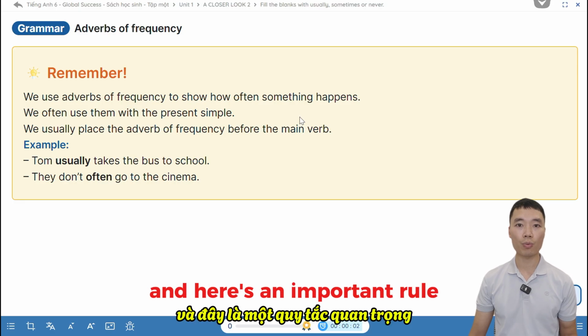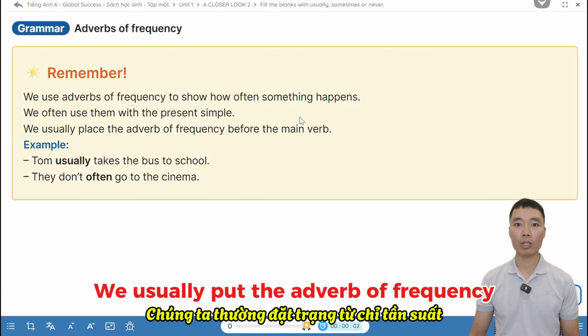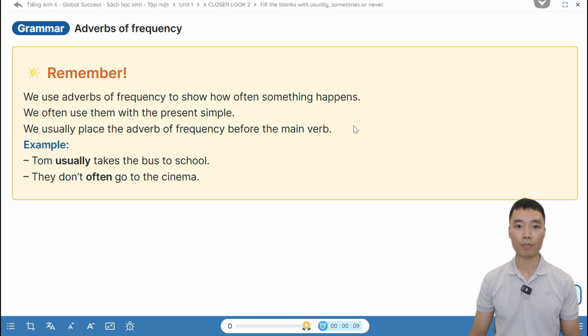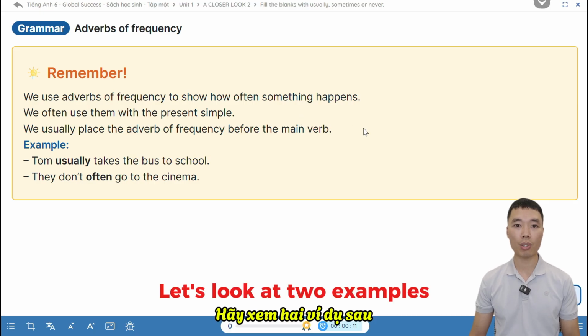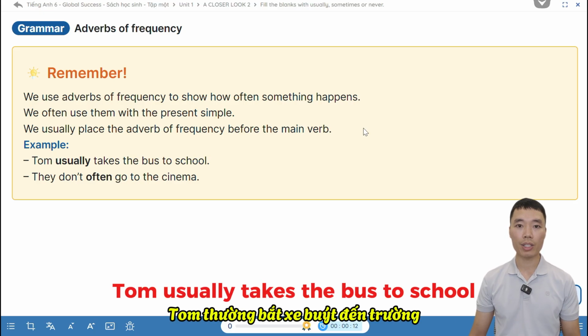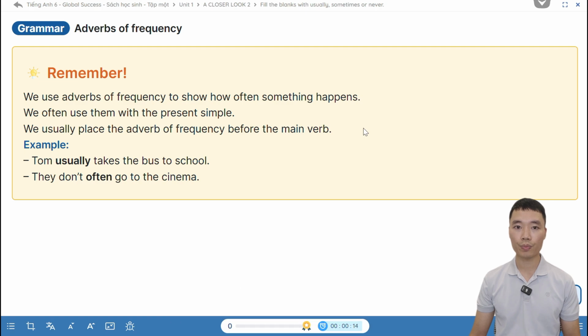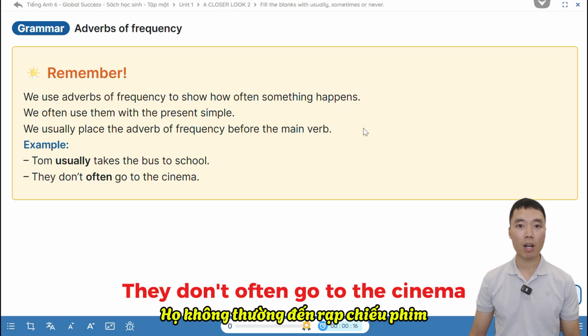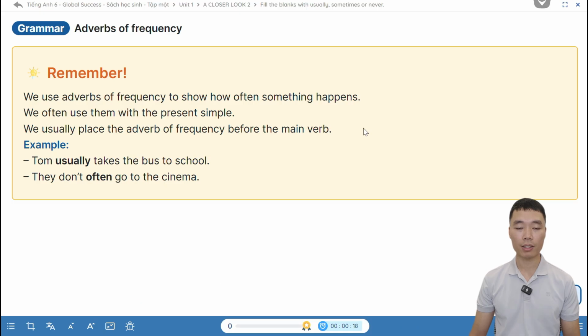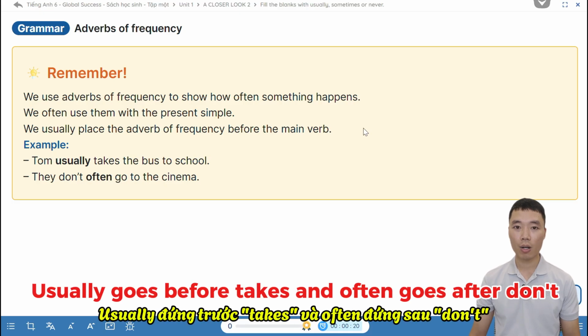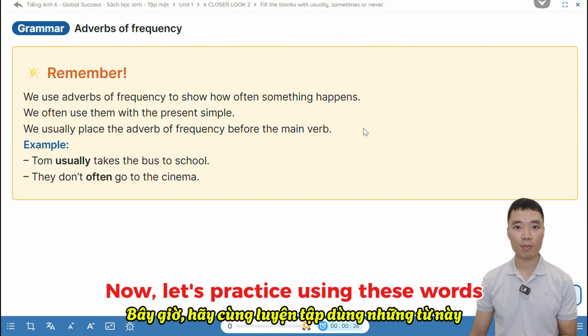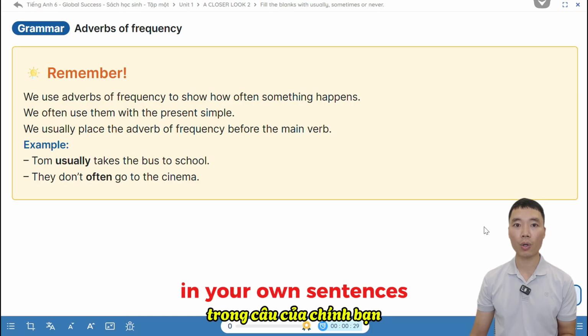And here's an important rule. We usually put the adverb of frequency before the main verb. Let's look at 2 examples. Tom usually takes the bus to school. They don't often go to the cinema. See? Usually goes before takes and often goes after don't. Now, let's practice using these words in your own sentences.